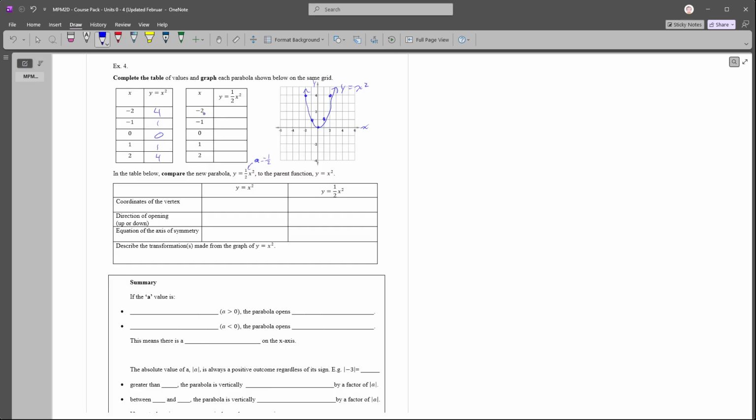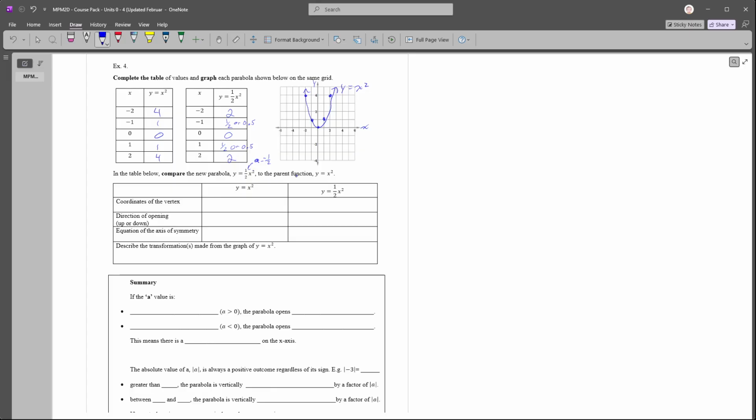All right. So let's do our substitution. -2 squared, that's 4. 4 over 2 is 2. All right, let's go to the next one. So now we have -1. -1 squared is 1. 1 times 1/2 is still 1/2, or you can write it as 0.5, however you'd like. 0 squared is 0. 0 times a half is still 0. 1 squared is 1. 1 times a half is 1/2, or 0.5. And then finally, 2 squared is 4. 4 times a half is just a 2.